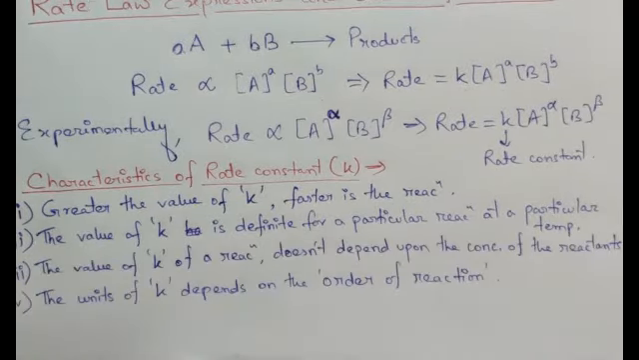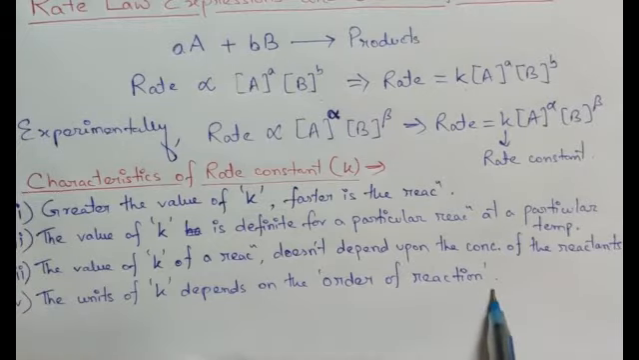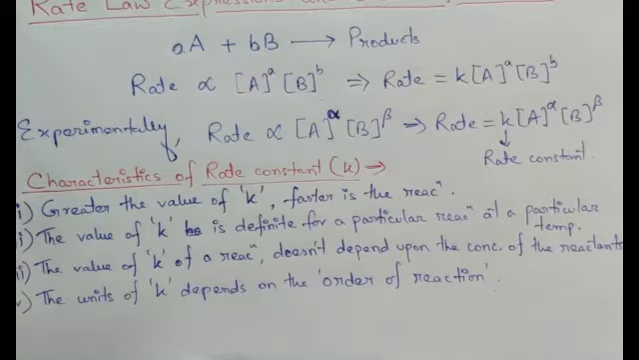Next thing is that the units of the rate constant depend upon the order of the reaction. Now we will discuss this order of reaction. Till now you don't have any idea about the order of reaction, but now we will discuss it. So these are the characteristic properties of the rate constant K.